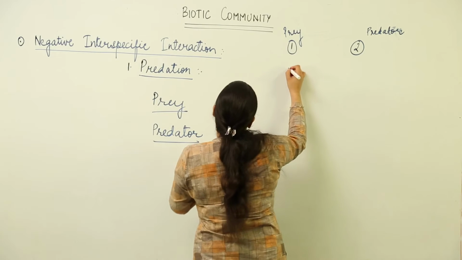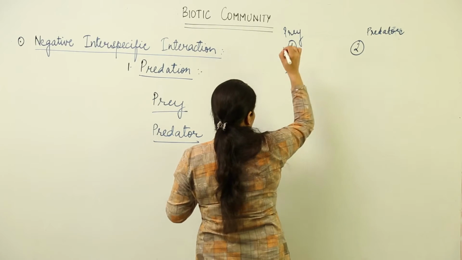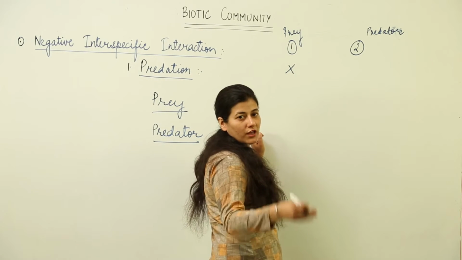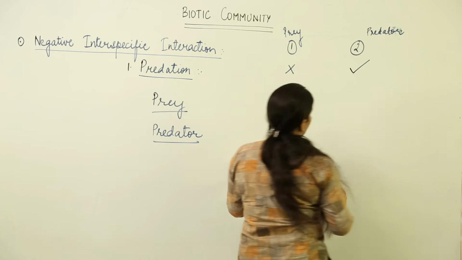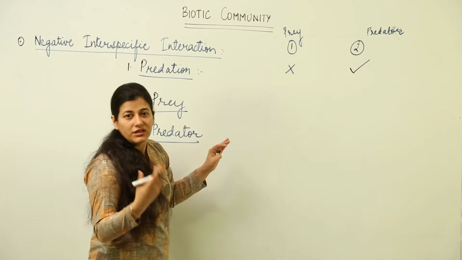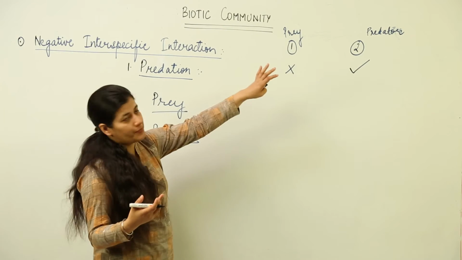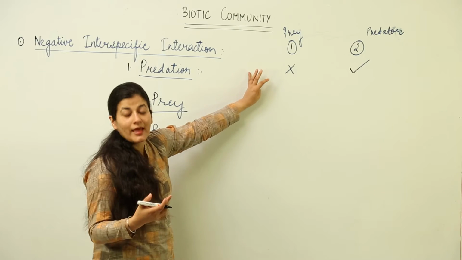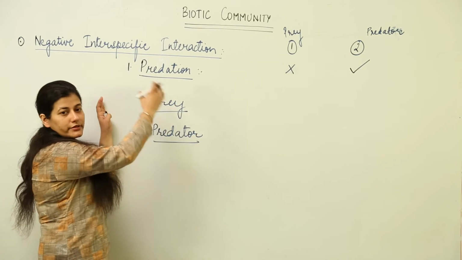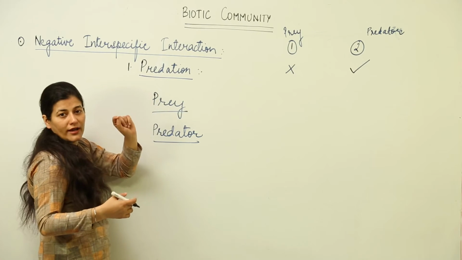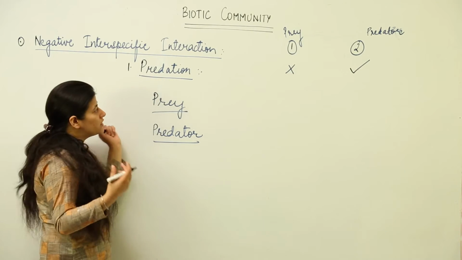Now, the prey would always be in a situation where it will be killed, and the predator is always going to be benefited as it is going to meet its food requirements. So, the predator catches the prey, then kills it and then eats it. Such is this interaction. Okay. So, this is a negative interaction for one of the organisms belonging to a particular species.